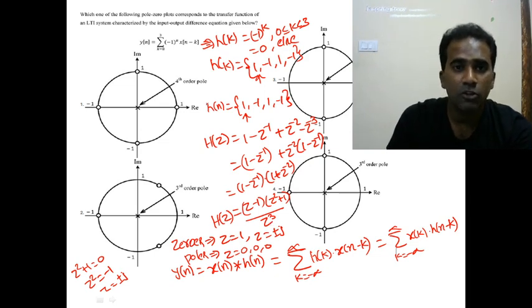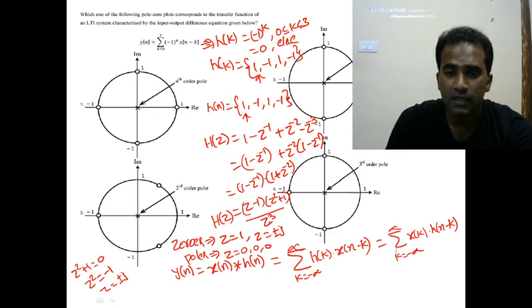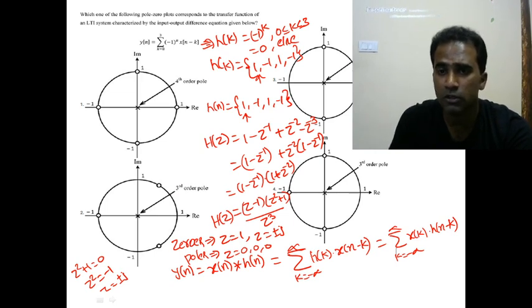Right, so let us check the options. They are asking us about the pole-zero plot. Three poles at 0. See this one? The fourth order pole is cancelled, because there is only a third order pole at z equal to 0. Among these three options, the poles are correct.